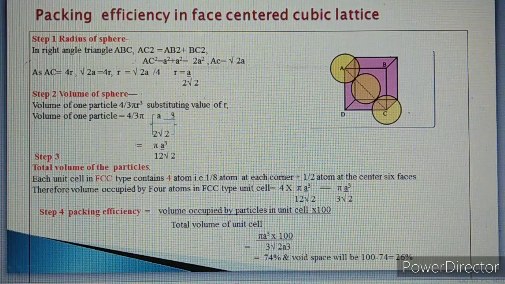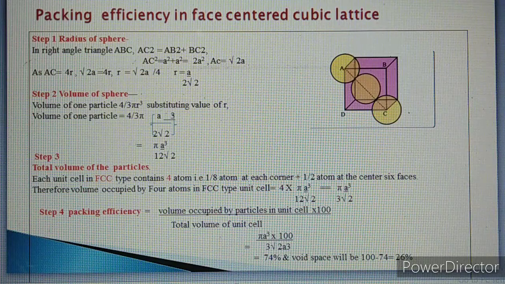Now next one, packing efficiency in face-centered cubic lattice. Because already we know that 3 previous lattices are there. First one is simple cubic cell, body-centered cubic cell and face-centered cubic cell. Just now we discussed the packing efficiency in simple cubic cell and body-centered cubic cell. Now we will start with packing efficiency in face-centered cubic lattice or cubic cell. Again 4 steps we have to follow.